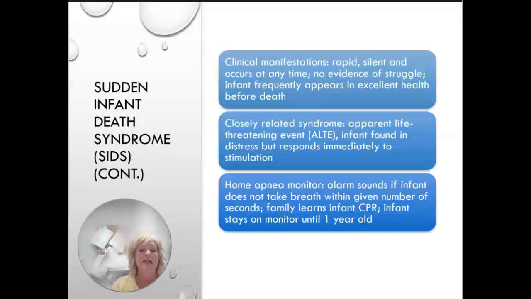So clinical manifestations, what you might see would be rapid. You don't really know that it's happening. A lot of times parents will go in there and there's no evidence of a struggle. It looks like they just went to sleep. And the babies were in good health before anything happened.